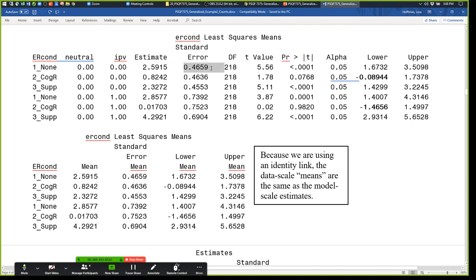Here's my standard error for that, and here's my alpha, and here's my confidence interval. Cool, right? So far, so good. What about this group? What about the confidence interval?